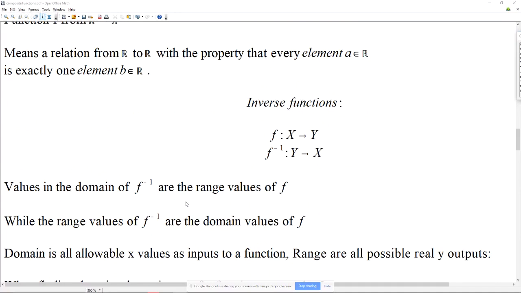Okay, so an inverse function, basically, if it's mapping from one set to another set, the inverse is going to map the other way around. So all the values in the domain of f minus 1, which is the inverse function of f. Okay, so I'll give you an example. If the function is x squared, what do you think the inverse function of x squared is?